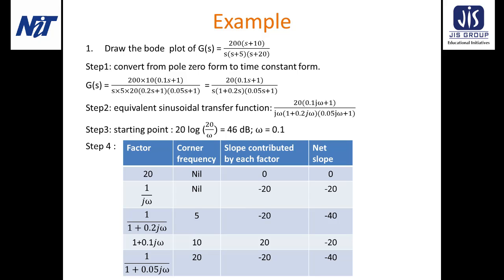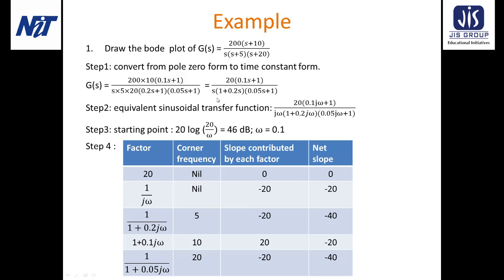So first step, we will convert this pole-zero form into time constant form, because to find out the corner frequencies we need to use the relation omega is equal to 1 by tau. So it will be simple if we convert the form into time constant form. To do the conversion, we will take common 10, and here 5 and then 20. So it will give 20 into (1 plus 0.1s) by s into (1 plus 0.2s) into (1 plus 0.05s).